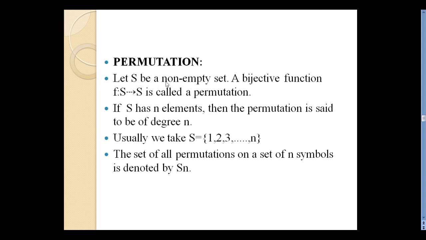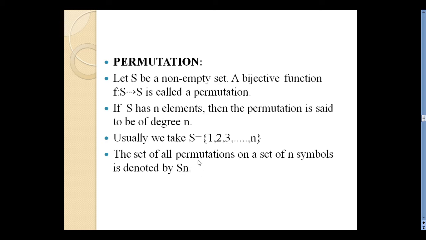Permutation. Let S be a non-empty set. A bijective function f from S to S is called a permutation. So here, if S has n elements, then the permutation has degree n. Usually we take S with n elements, so we can write 1, 2, 3 up to n. The set of all permutations on a set of n symbols is denoted by Sn.